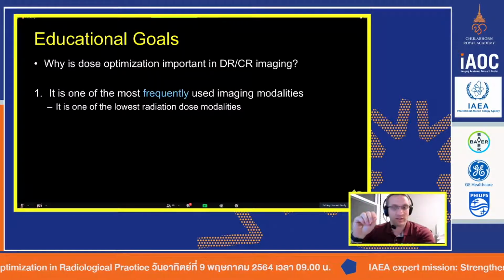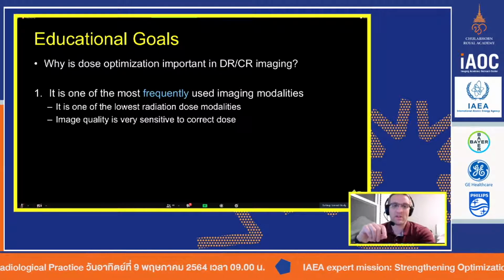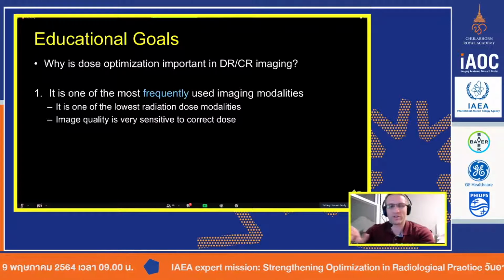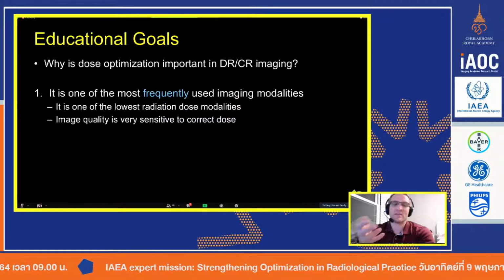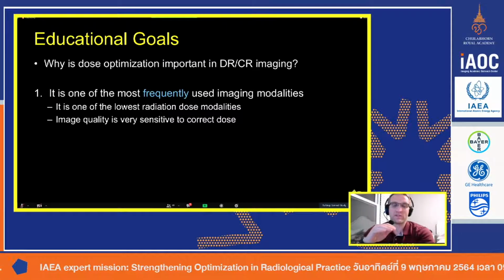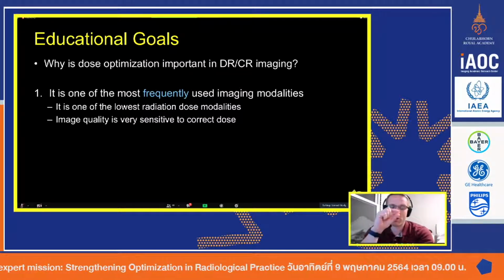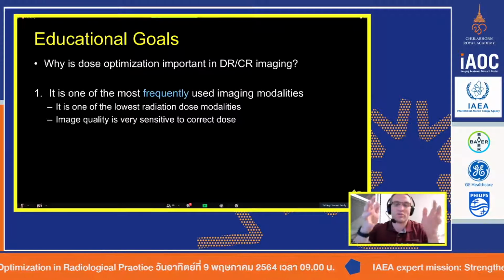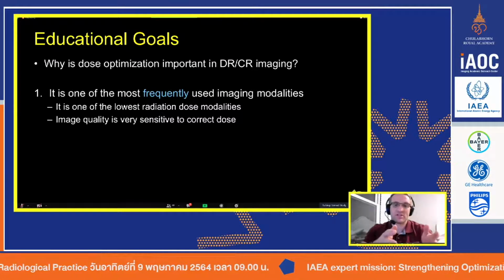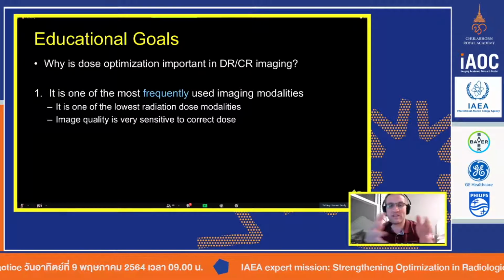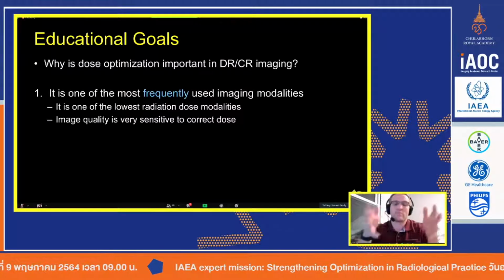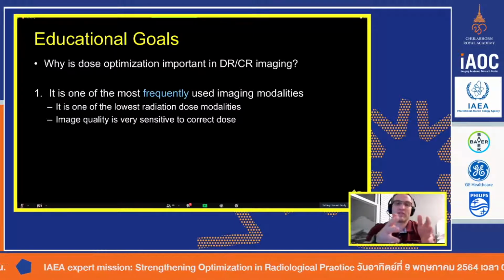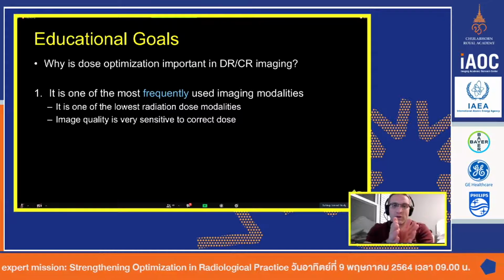And luckily, it's one of the lowest radiation dose modalities. So the question is, wait a minute, if it's a low dose radiation modality, why are we worrying so much? It's the idea that we use it so often that even if it's just a small amount of radiation, it adds up across the whole population. If you make a change to, say, CT, which is a high dose modality, that's going to make a big impact, but it's actually only affecting a very small percentage of your population.